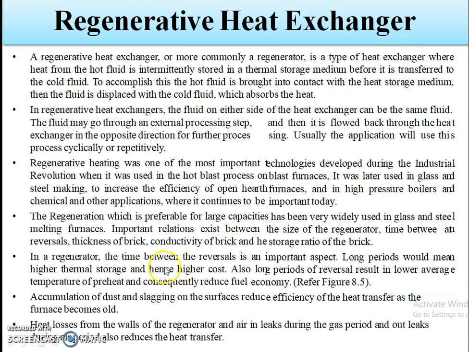For this regenerator, the time between reversals is an important aspect. A long period means high thermal storage and hence higher cost, while a long period between reversals results in a lower average temperature of the preheat, consequently reducing the fuel economy. Accumulation of dust and slagging on the surface reduces the efficiency of heat transfer from the furnace.